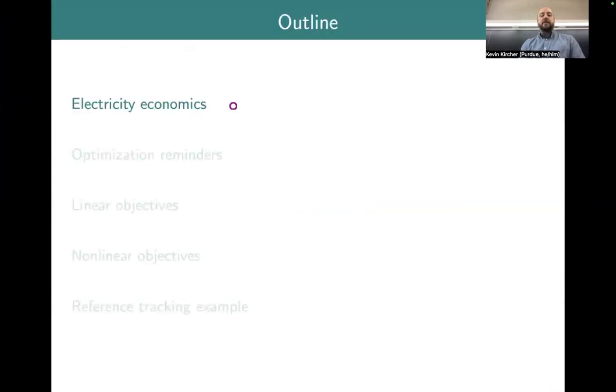We'll start by giving a recap of electricity economics. Some of this will be stuff that we talked about in lecture 2 or 3, but some of it will be a little bit new as well. Then I'll give some reminders about optimization stuff, things that we learned that are now ancient history, from before spring break and so on. And then we'll go through a bunch of example objectives and end up with an example here.